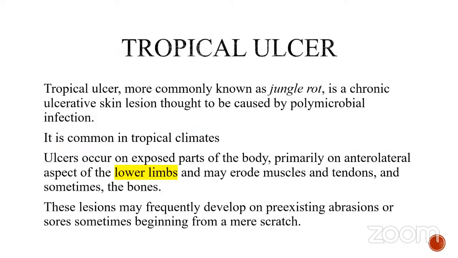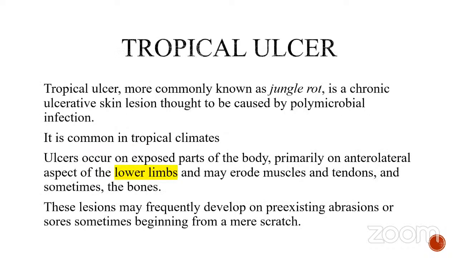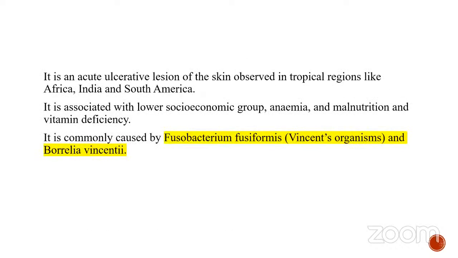That's tropical ulcer. It is an acute ulcerative lesion of the skin observed in tropical regions like Africa, India, and South America. It's associated with lower socioeconomic group, anemia, malnutrition, and vitamin deficiency. So, as I told earlier, if any abrasions or tiny scars are present in the lower extremity, and the patient is exposed to certain microorganisms, that can lead to a wound, right? And this wound can become an ulcer. And it's mostly seen in people with low socioeconomic background.